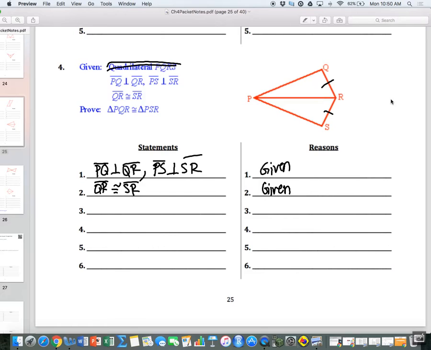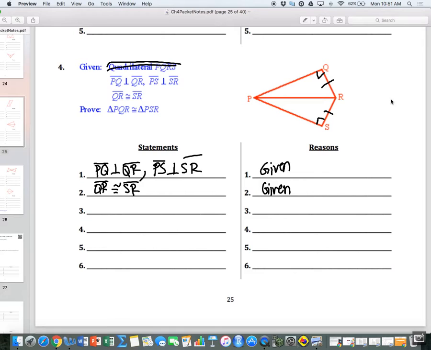What does statement 1 give us? Like, what are we supposed to gather from that? Angles, what about the angles? Perpendicular sides create what? What does it mean to be perpendicular? Forms right angles. So PQ is perpendicular to QR, PQ and QR, so this is a right angle. PS and SR, so that is a right angle.